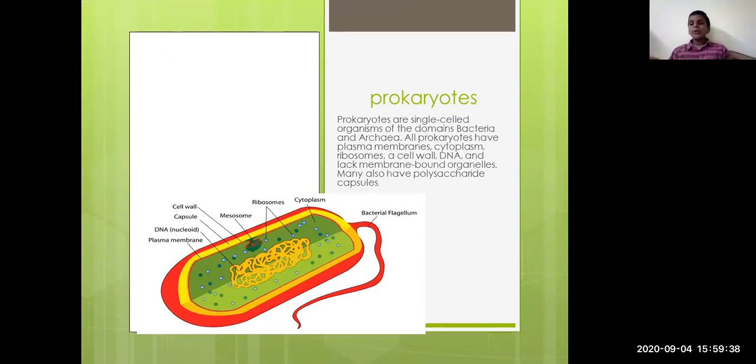And next come the prokaryotes. Prokaryotes are single-celled organisms of the domains bacteria and archaea. All prokaryotes have plasma membranes, cytoplasm, ribosomes, a cell wall, DNA, and lack membrane-bound organelles. Many also have polysaccharide capsules.